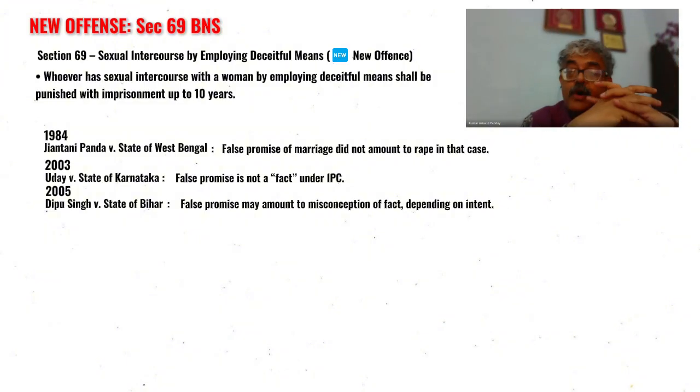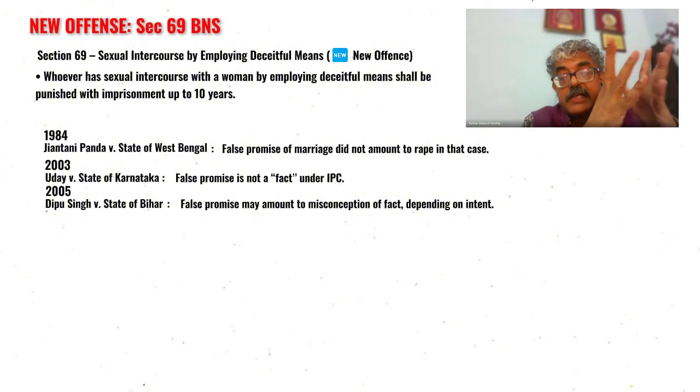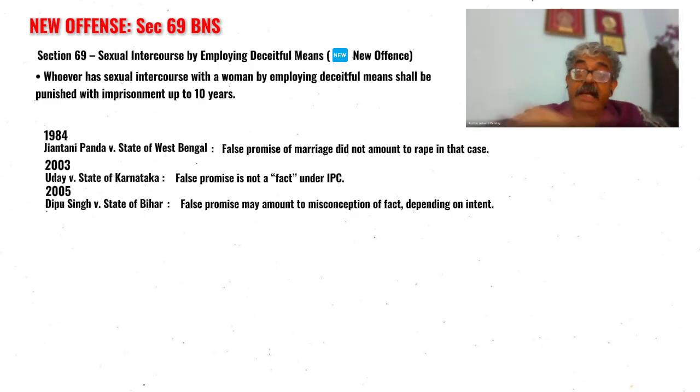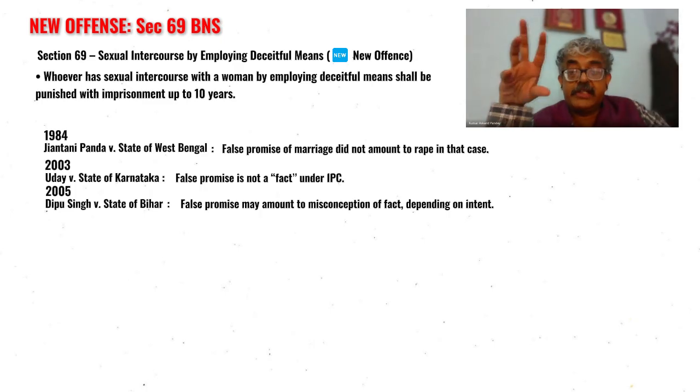But now on, from July 1, 2024, such cases of broken promise of marriage, cases where deceitful means, which would include a false promise of employment, false promise of promotion, would be dealt squarely under section 69 of Bharatiya Nyaya Sanhita. But it doesn't mean that there can't be a rape charge if there was a romantic relationship. This is something which must be kept in mind.